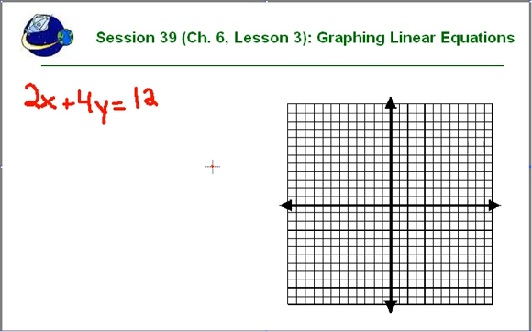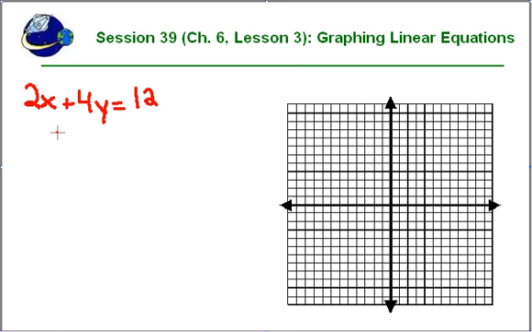In session 39 here, we're going to address graphing linear equations, which is what we've done before, but take it maybe just one step further in actually coming up with a method that's oftentimes very helpful in graphing linear equations. First of all, I have an equation down here, 2x plus 4y equals 12.